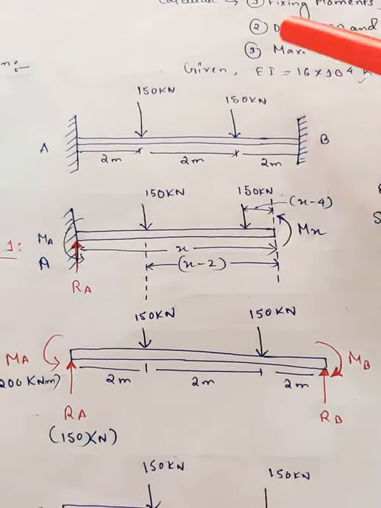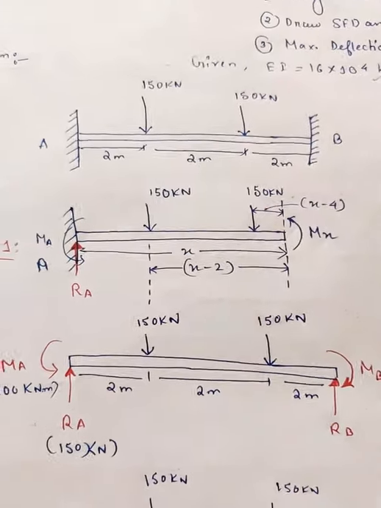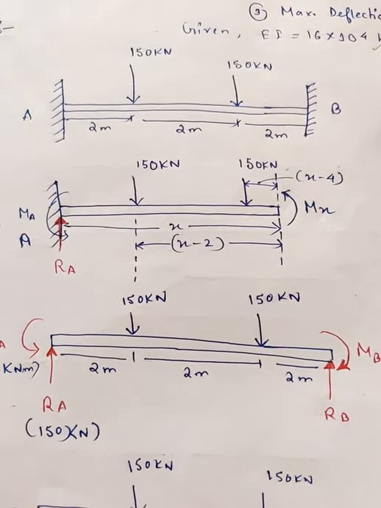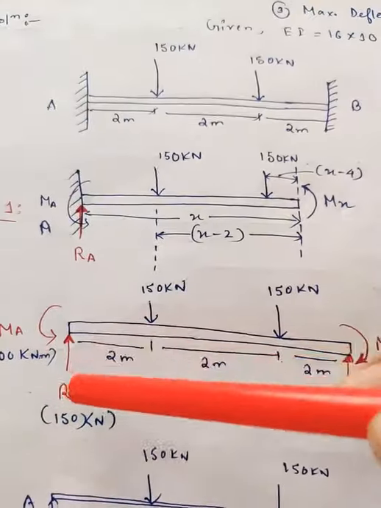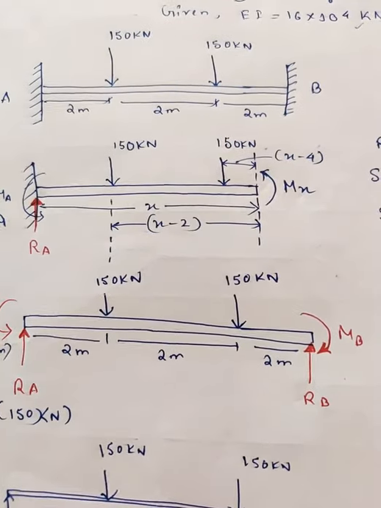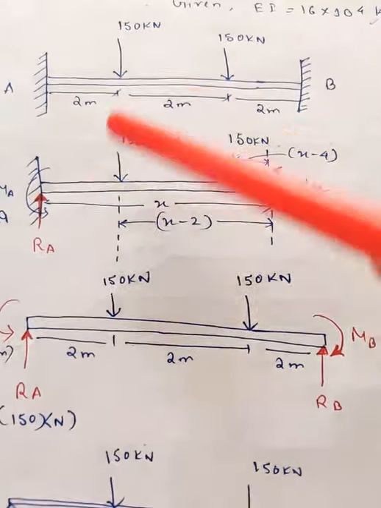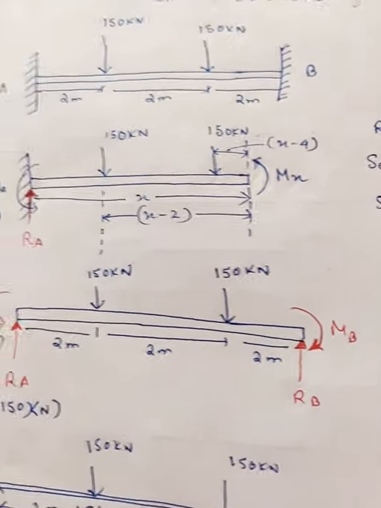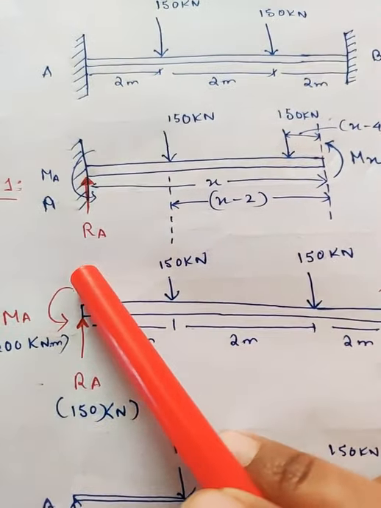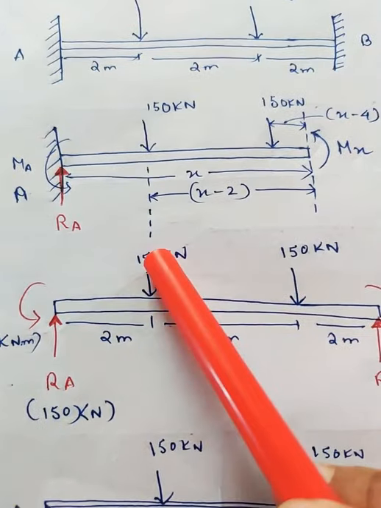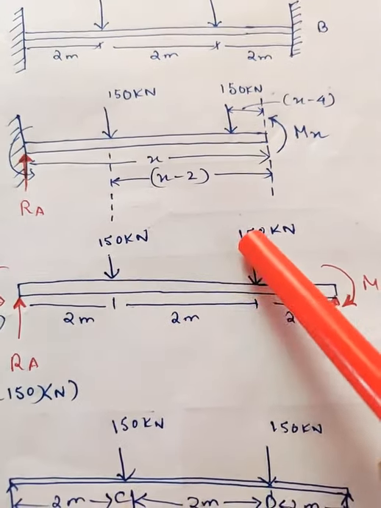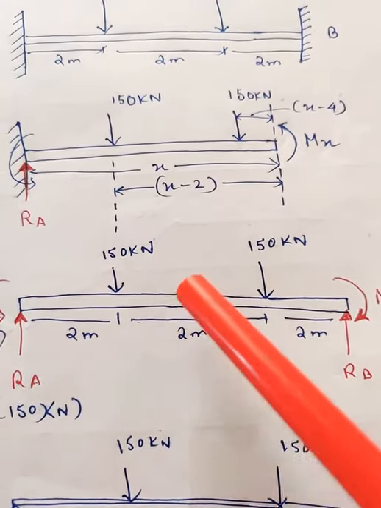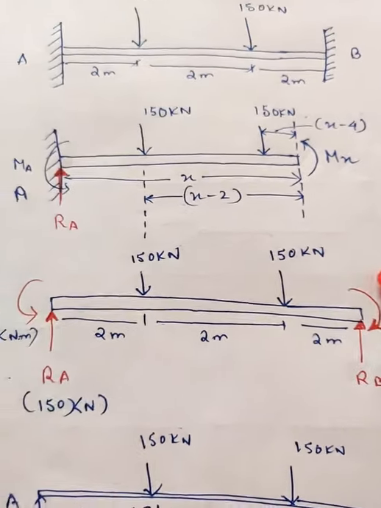First we will consider the summation of vertical forces. For upward direction, the forces are always positive, and for downward direction the forces are negative. As you can see, RA is acting upward, so it will be positive. 150 is acting downward, so it will be negative. Another 150 is acting downward, so it will be negative, means total minus 300, and again RB is going upward.